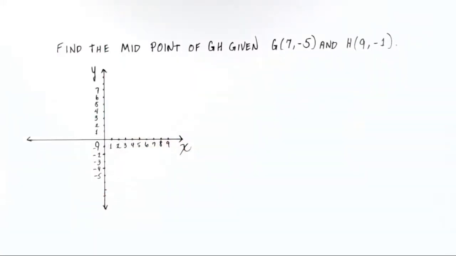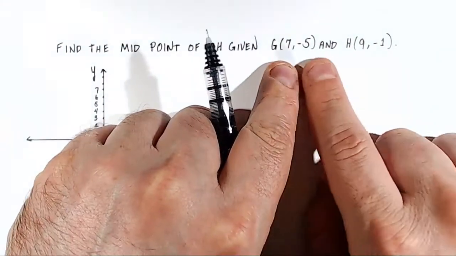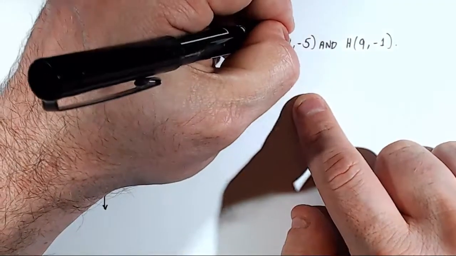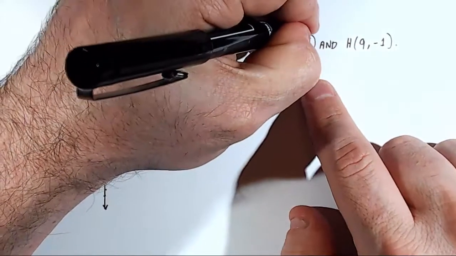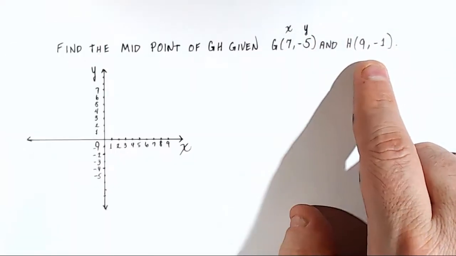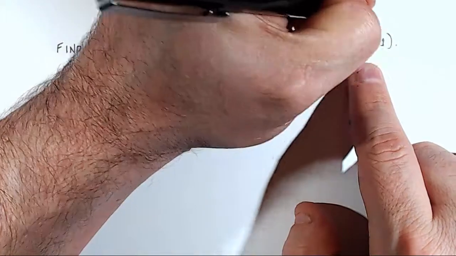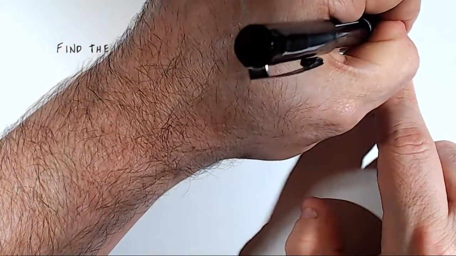The very first thing we need to do is make sure we all are on the same page about how to label these points. So when you have a coordinate pair, the first value given inside the parentheses is the x coordinate, and the second value given is the y coordinate. Again, for H, the first value given is the x coordinate, the second value given is the y coordinate.